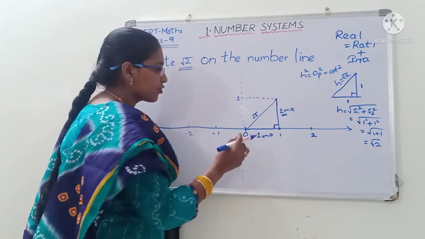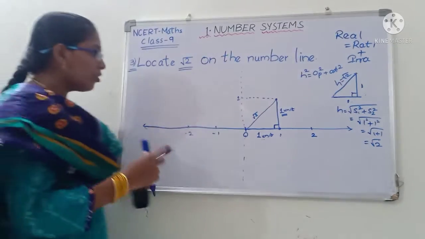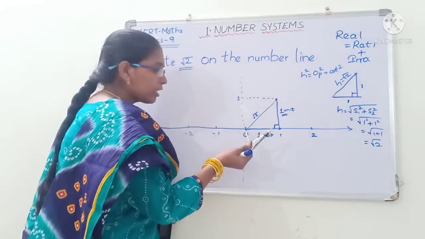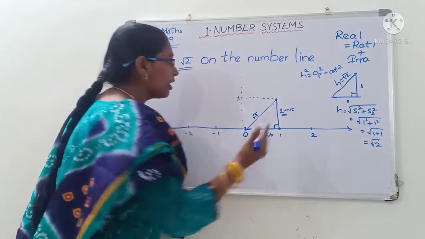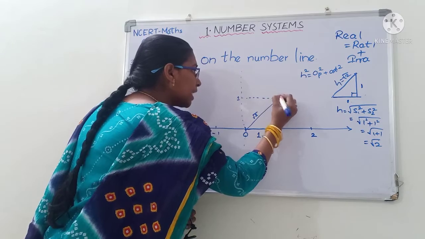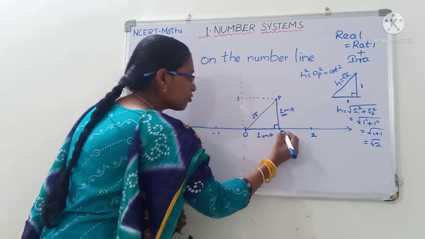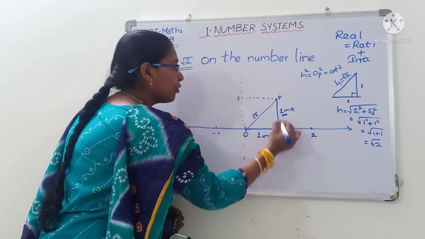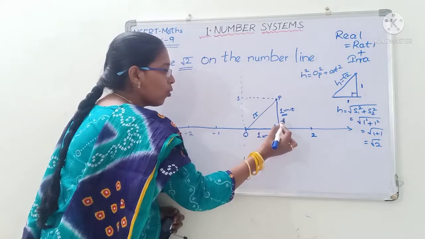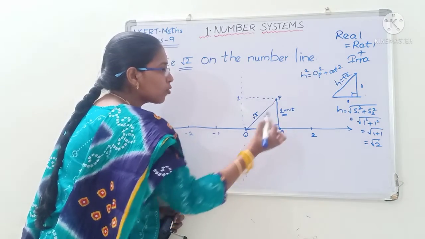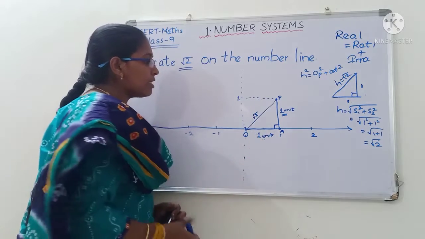Now take a compass, children. Keep the point at O. Then measure here, children, till this point. Let this point be P. And this point be A. OA is 1 unit. We drew a 90 degrees line, perpendicular line 1 unit. AP is 1 unit. Then we joined points O and P. According to Pythagoras theorem, we got hypotenuse as root 2.